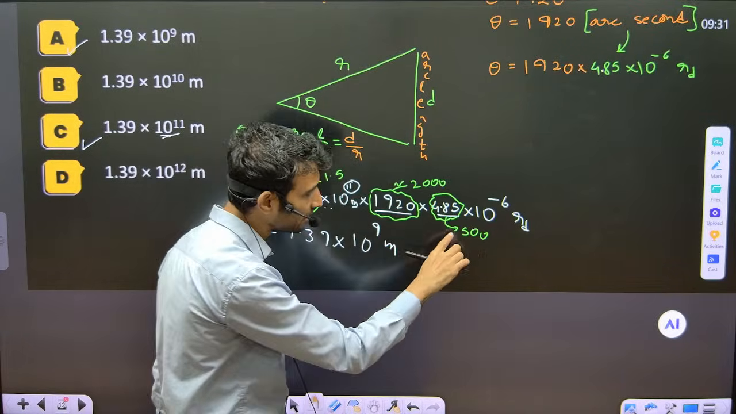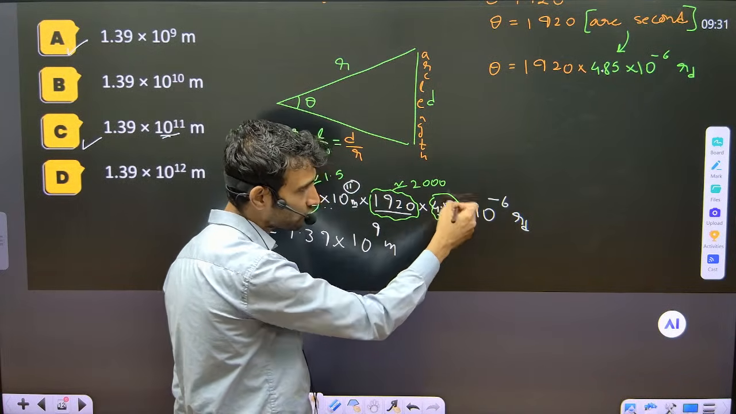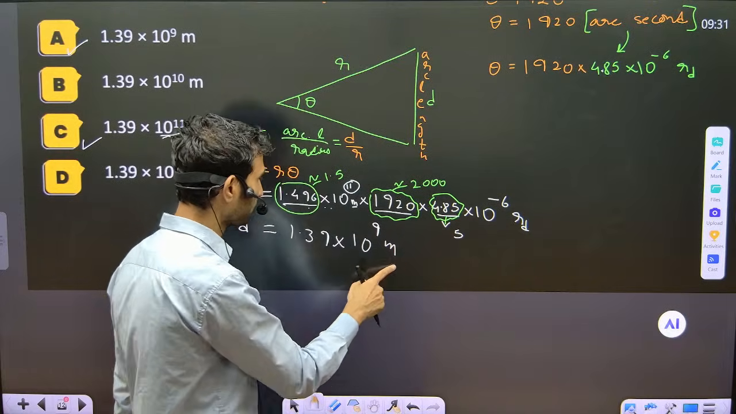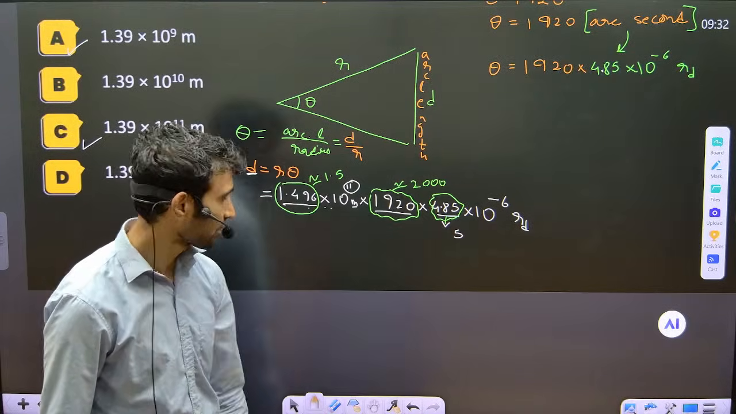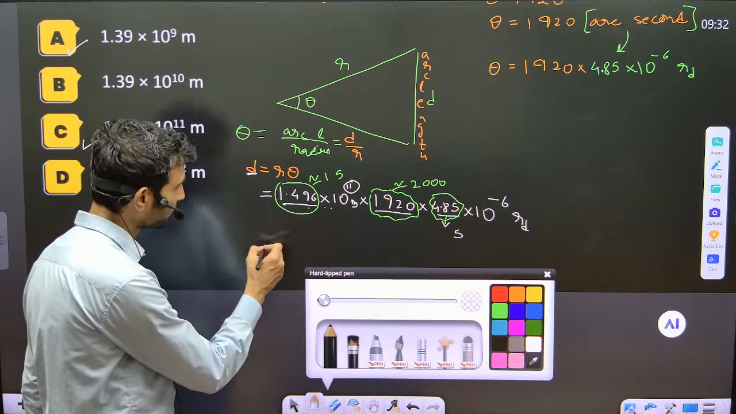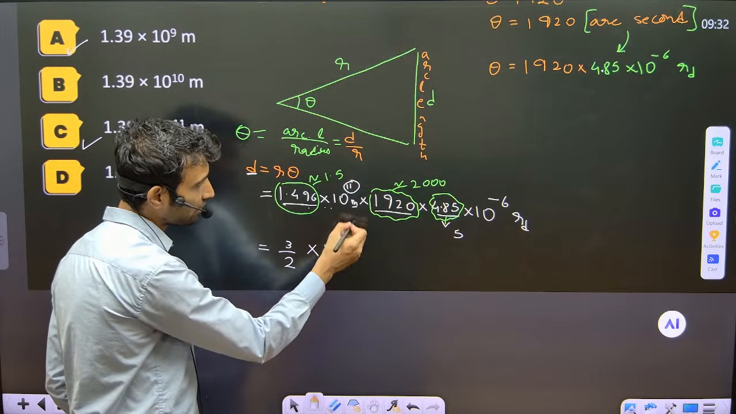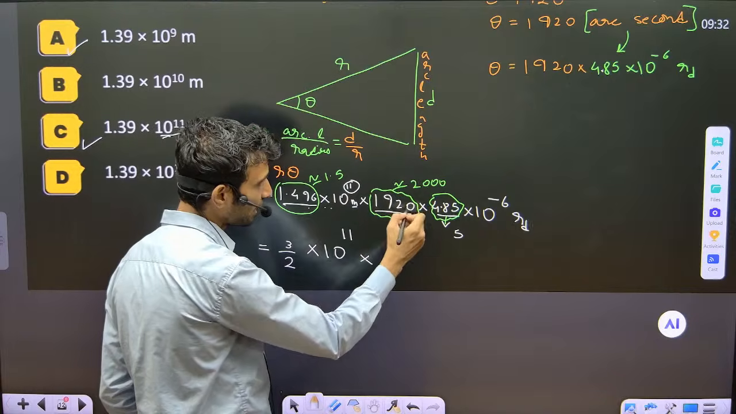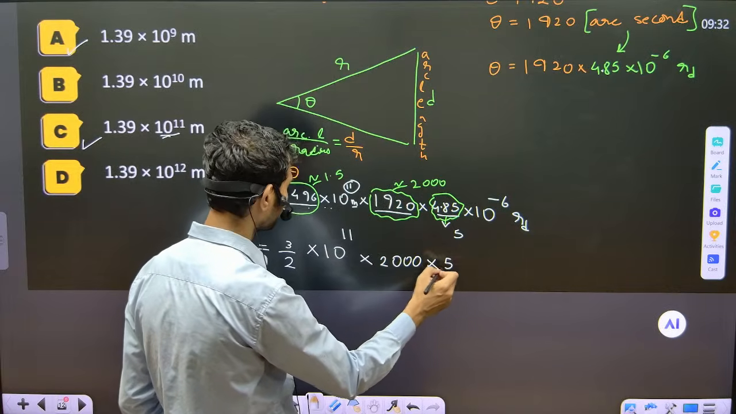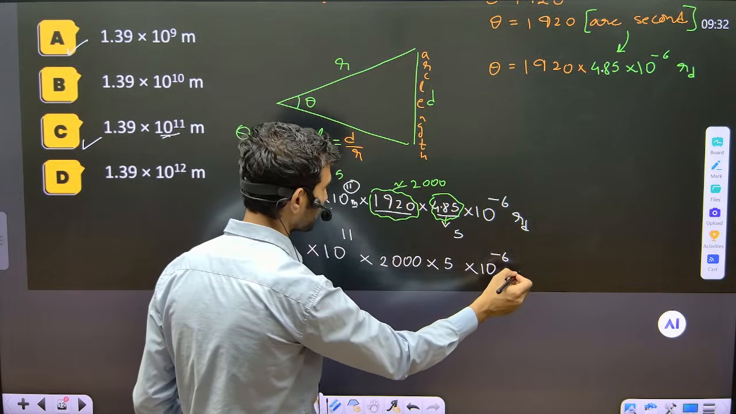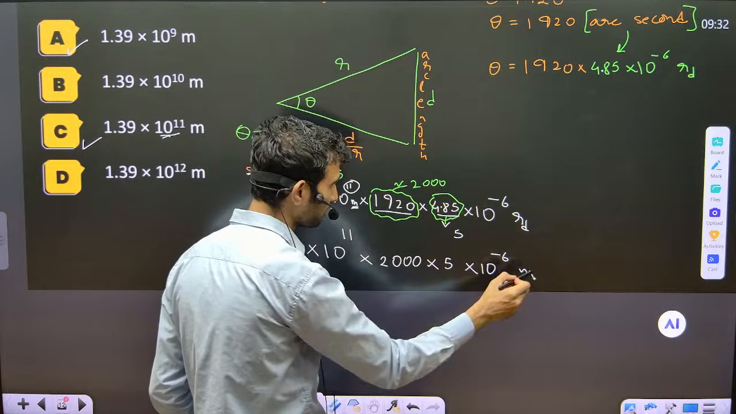Now, if I put a decimal, it will not be 500. Instead of 4.85, this can be approximated to 5. So now let us solve it using the crude calculations, with the correction of putting the decimal, which I forgot in the last case. Now get the answer yourself. This 1.5 can be written as 3 by 2 into 10 raised to the power 11, into 1920 can be written as 2000, into 4.85 can be written as 5, into 10 raised to the power minus 6. And what will be the unit, guys? Since you are finding D, the unit will be meter.